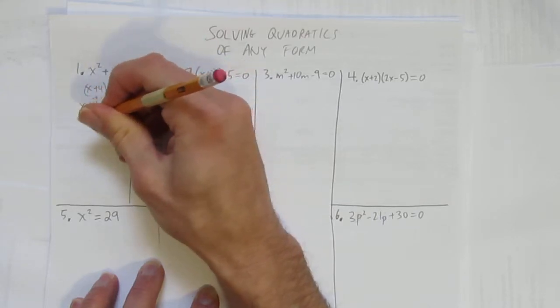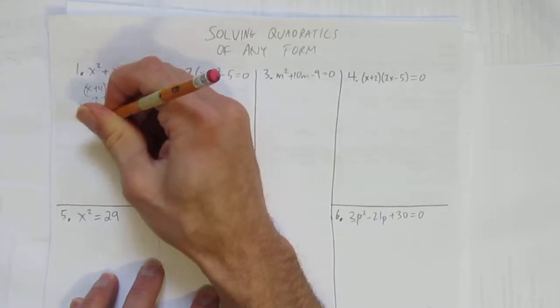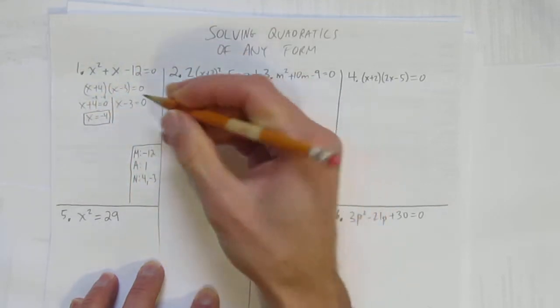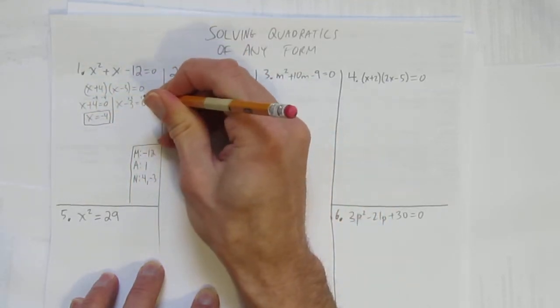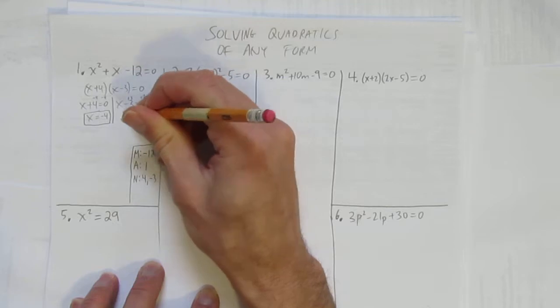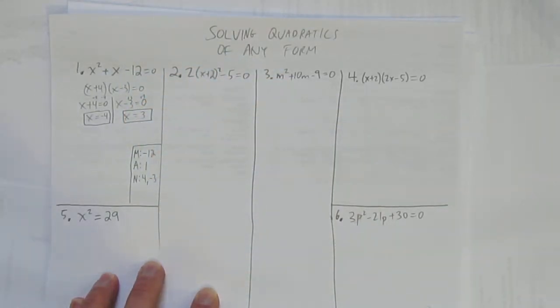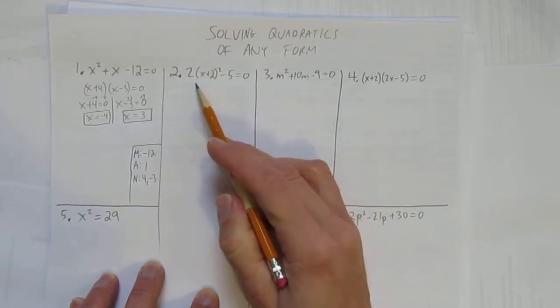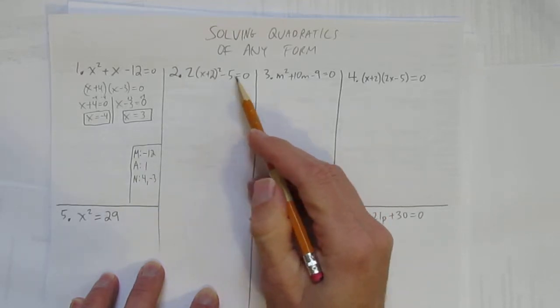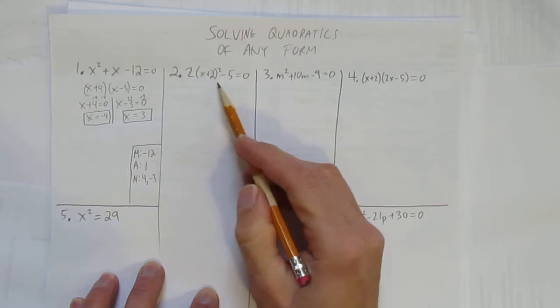Subtract 4 both sides, so one solution is x equals negative 4. And the other solution, add 3 both sides, and x equals 3. That was way faster than quadratic formula. Done. Question 2. If you notice here, 2 times x plus 2 squared minus 5 equals 0, that's like vertex form.